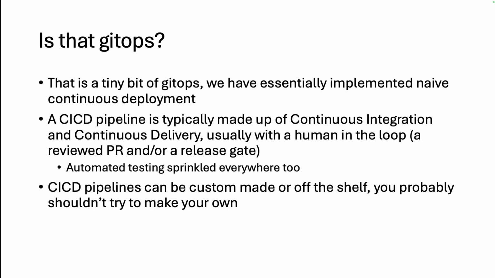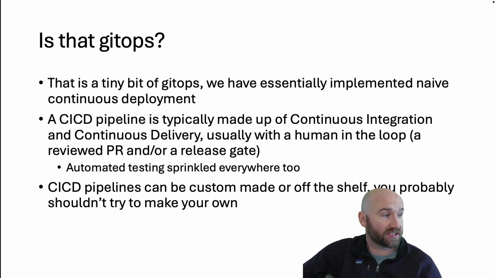But is that GitOps? And it's like, no, it's only a tiny bit of GitOps. We've essentially implemented naive continuous deployment. A CI/CD pipeline is typically made up of integration and delivery, and usually with a human in the loop to act as a human gate to a release to production. It can or can't, that might not be all the time. And automated testing sprinkled into all these different places.